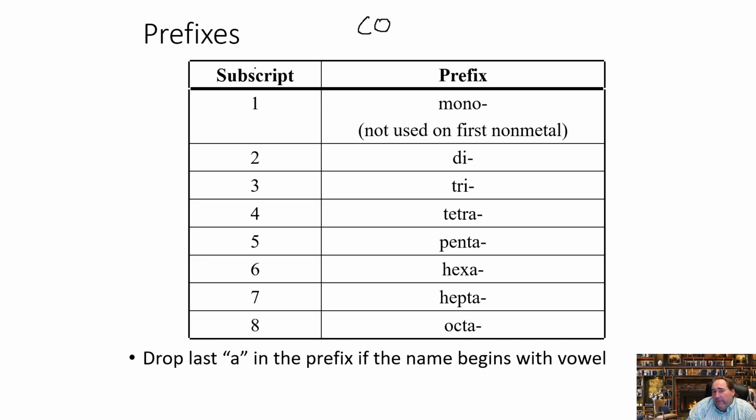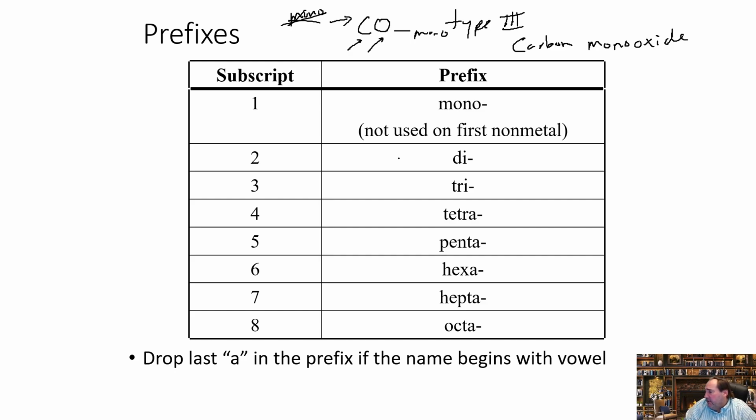So CO, for example, that is 1 carbon and 1 oxygen. They are both nonmetals, which tells you it's type 3 because they are both nonmetals. So basically 1 carbon means mono for that guy. We do not use mono on the first name. So this would be carbon monoxide.